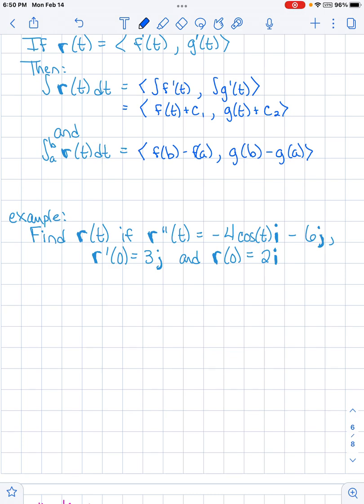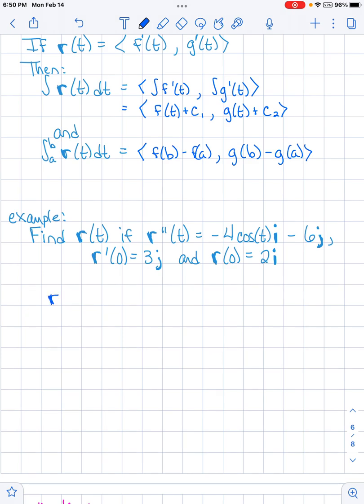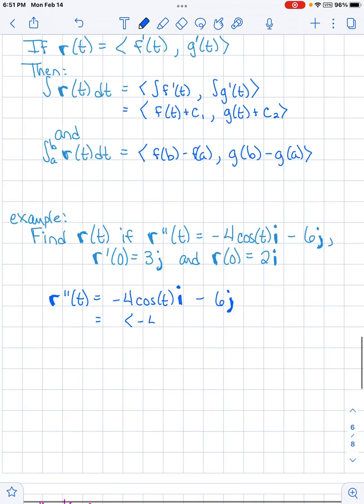Now this one's a little bit different because I've given you the vector in unit vector form. In other words, there's i and j in this vector. So let's take a look at everything that we've got here. We've got the second derivative vector is -4 cosine t in the horizontal position, and then -6 in the vertical direction. So if we were to write that in component form, it would look like this: -4 cosine t and -6. That's the x and the y components.